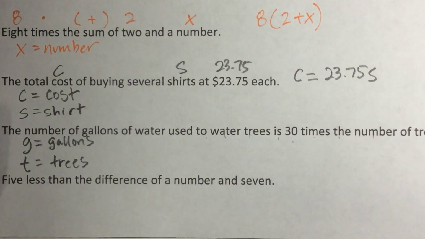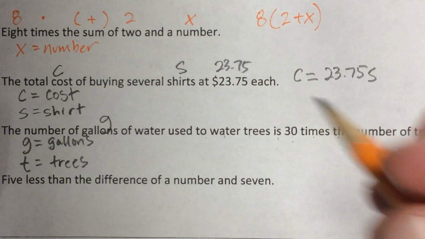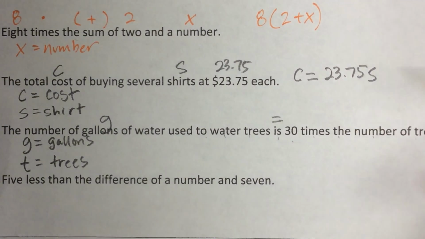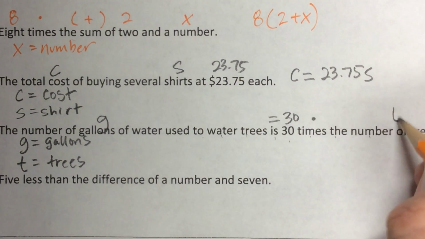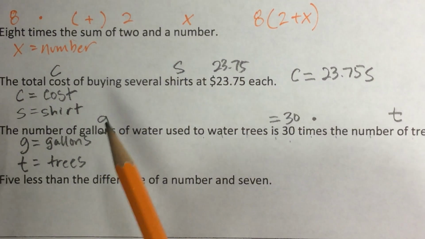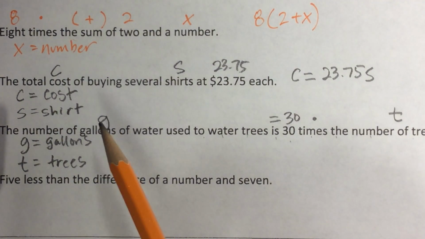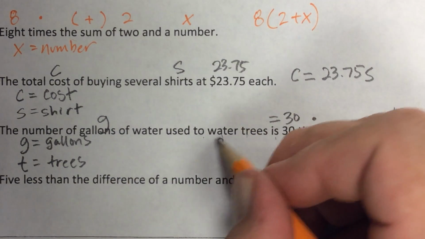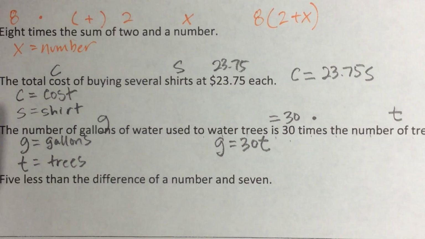equation for this situation. So the number of gallons, we decided G would be gallons, of water used to water trees is, the word is means equals, 30 times the number of trees. I'm using T for trees. Okay. So you can see, as we annotate it, and this is what's going to happen most of the time, that the problem is already written out for us. G equals 30T. So that would be the equation for that sentence.